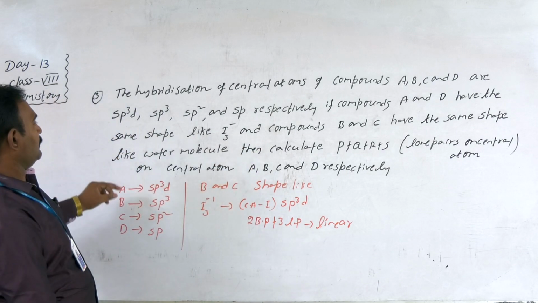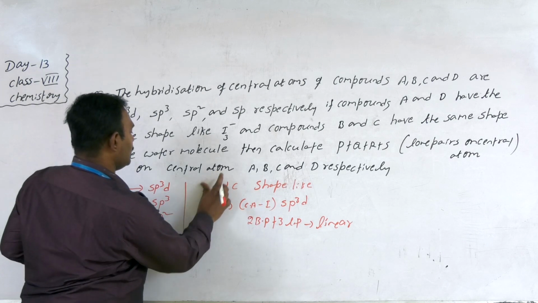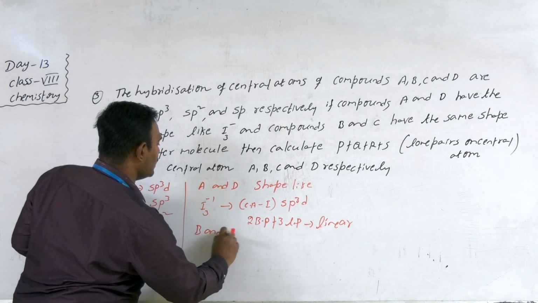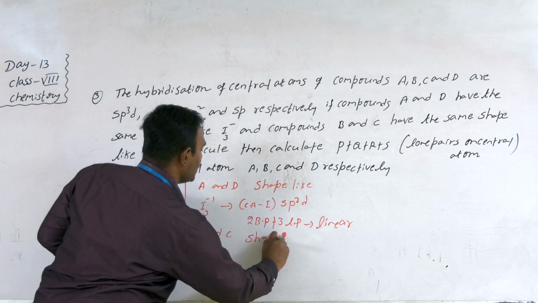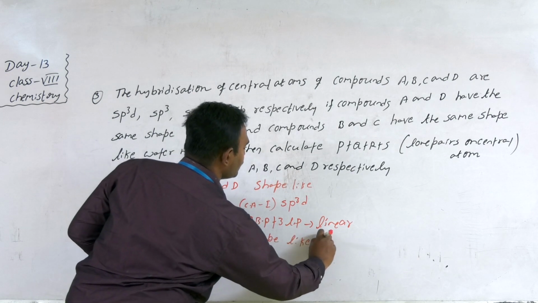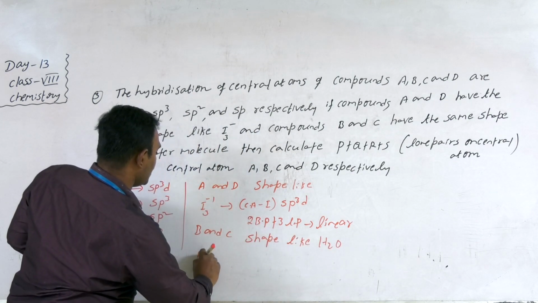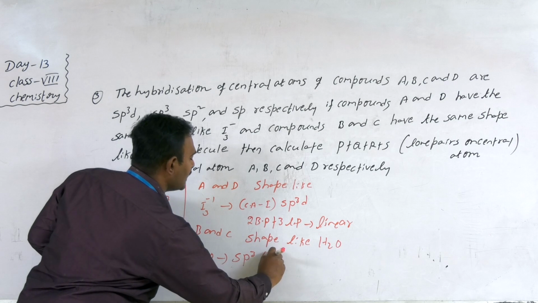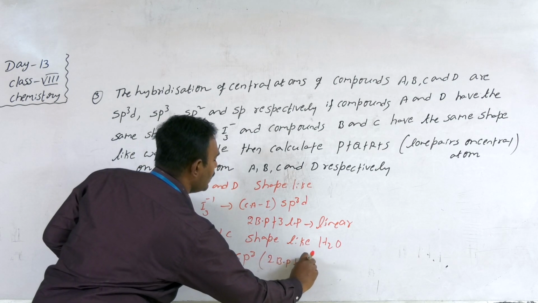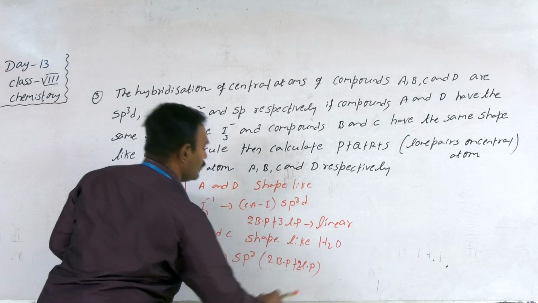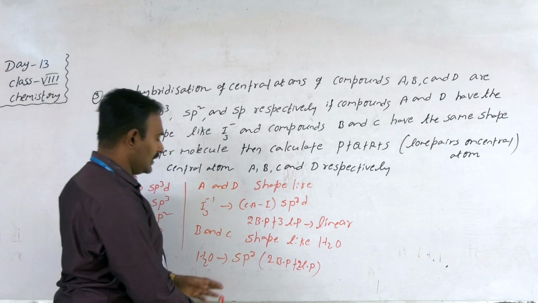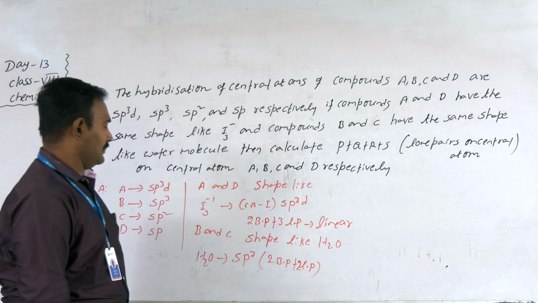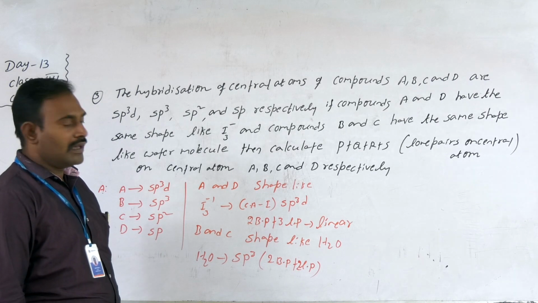Next, coming to B and C, they have the shape or geometry like H2O. If you compare H2O, it has hybridization sp3. It contains 2 bond pairs and 2 lone pairs. And the geometry of the molecule is V shape, or inverted V shape, or angular shape.